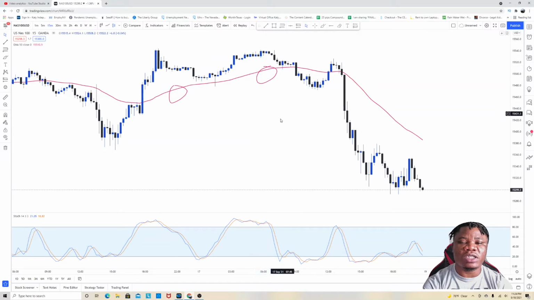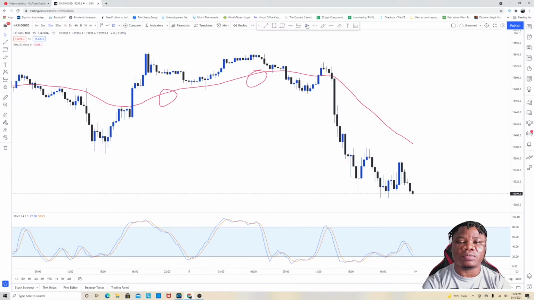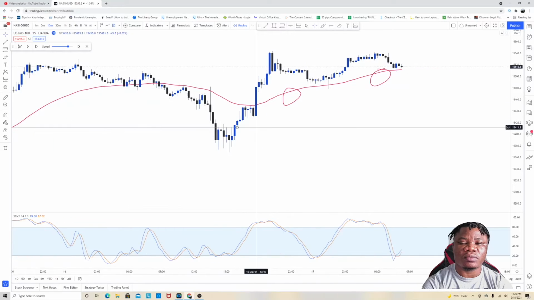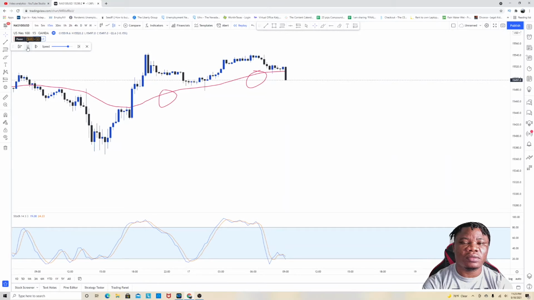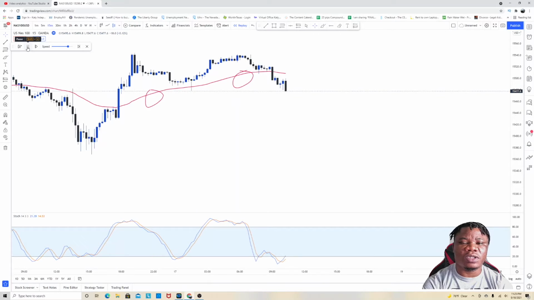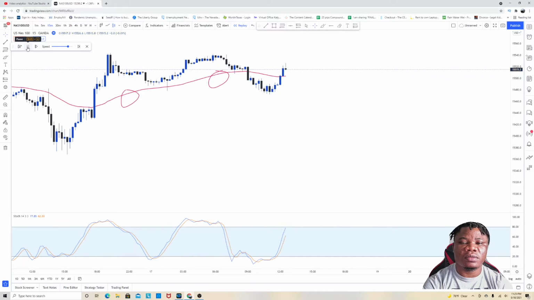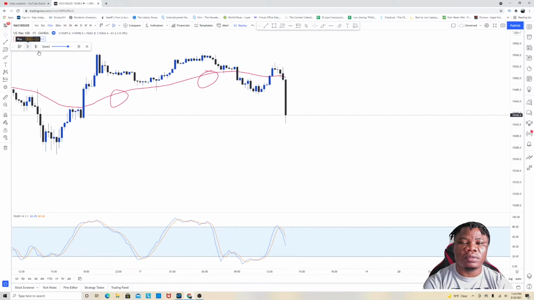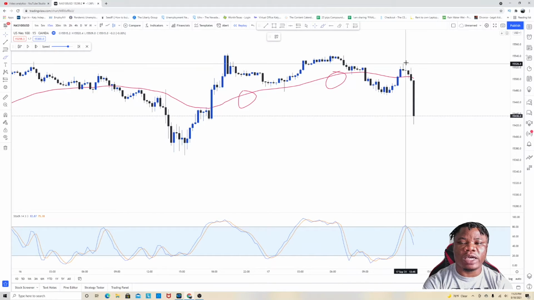Now I'm going to put this in replay mode, and I'm going to show you guys where your entry will be for this sell position. Let's take a look and see where our entry is going to be. Now we have the pullback right over here.